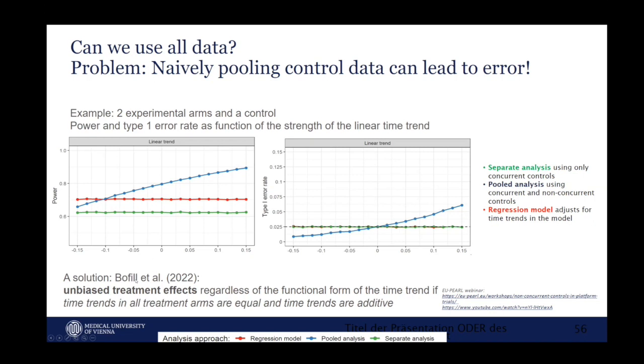And this is shown in the paper by Marta Profil, that you get an unbiased treatment effect regardless of the functional form of the time trend, if the time trend is the same in all groups and the time trends are additive. And when we use this non-concurrent control data, you can see that compared to the separate analysis, we really have an increase in power, which is the good news.